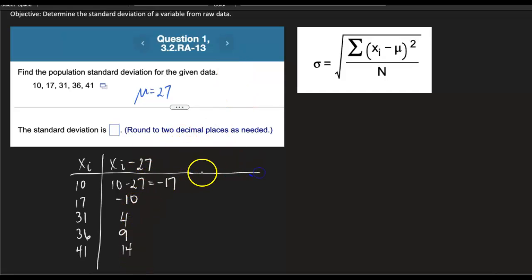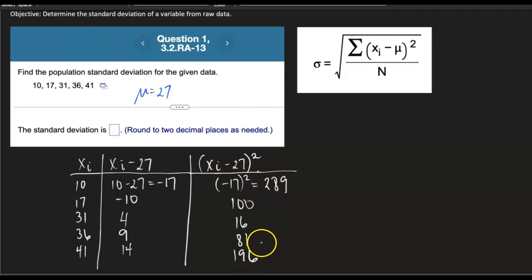So I'm going to extend this, make another column where I take this information and I square it. So again, thinking about the formula, working from the inside out. In other words, I want to calculate negative 17 squared, which is positive 289. So I'm going to do that for each of these values in this column next. And I just filled in that column here. So what we've done so far from this formula is this piece. So the next thing that we want to do is sum this column.